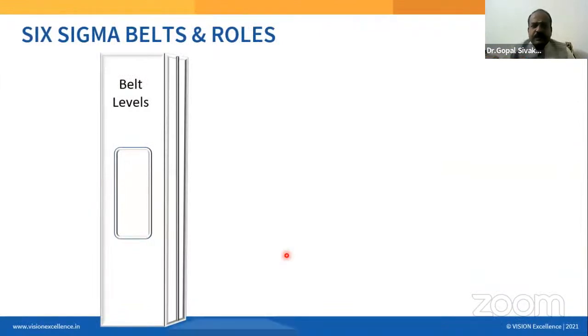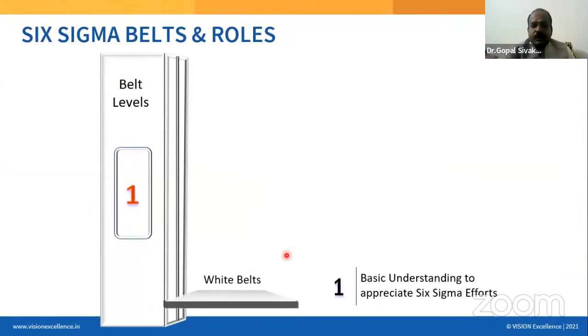So what are these different belt levels? White belt means basic understanding to appreciate the Six Sigma approaches, methodologies, and principles. If you come to a conclusion that yes, Six Sigma is for everyone, Six Sigma is for improving your quality and productivity.